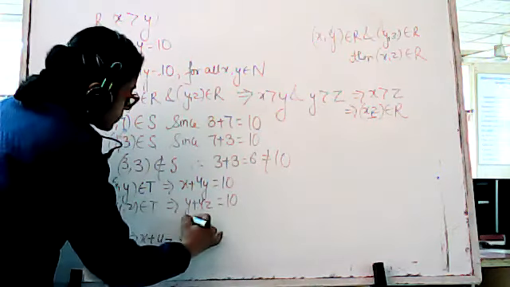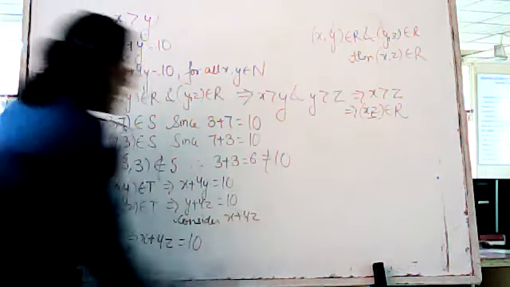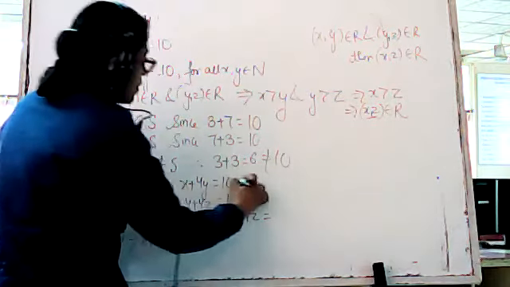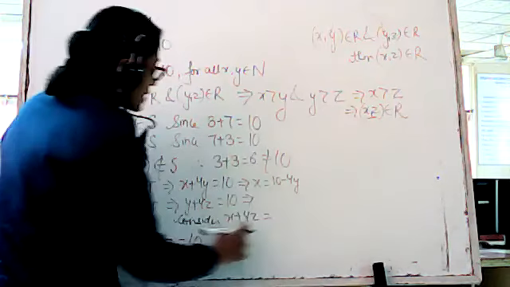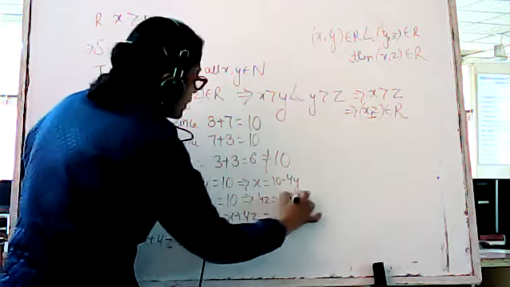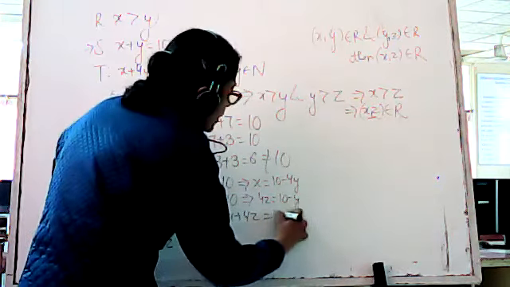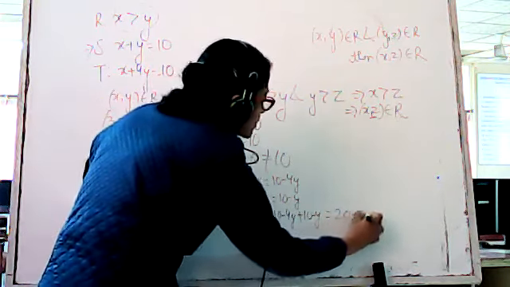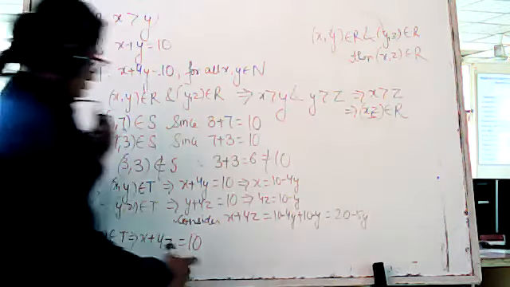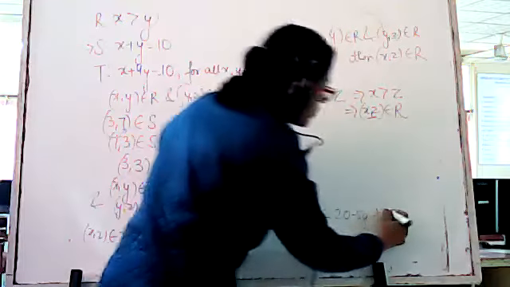For this, consider x plus 4z. Here x equals 10 minus 4y. It implies that 4z equals 10 minus y. Adding these two, x plus 4z will be 10 minus 4y plus 10 minus y, which equals 20 minus 5y. Which is not equal to 10. This is x plus 4z, and it is not equal to 10.